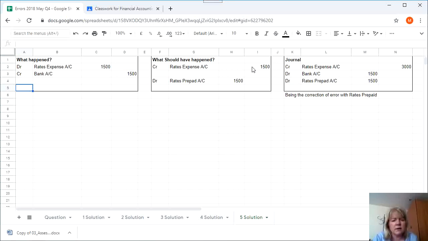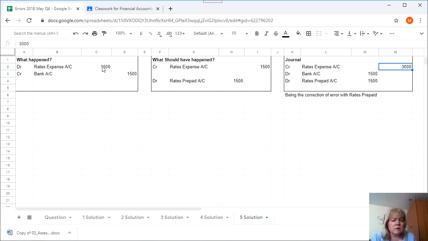So we should have credited that, nothing through the bank account, and we should have shown then a prepayment asset account, rates prepaid 1,500 in the balance sheet. So to correct then, if we take the rates account, I have debited with 1,500, it should have been a credit of 1,500, so therefore I have to put in the credit and take out the original error. So I must credit now the rates expense account with 3,000, so I have to double up that figure.